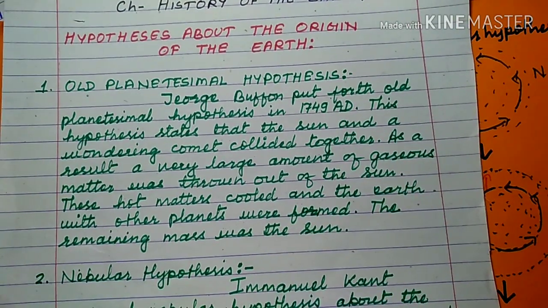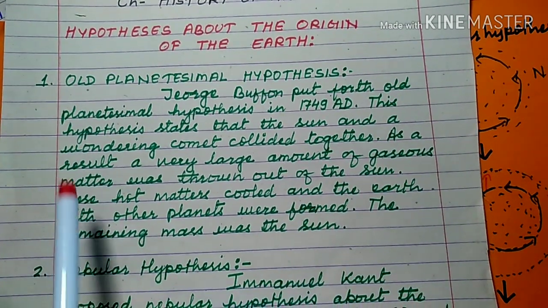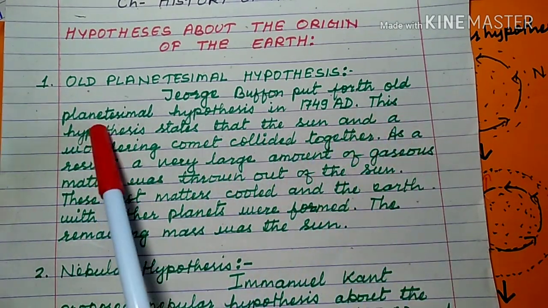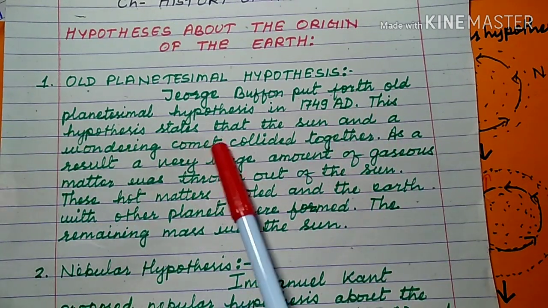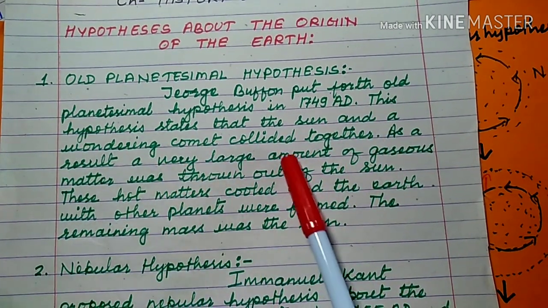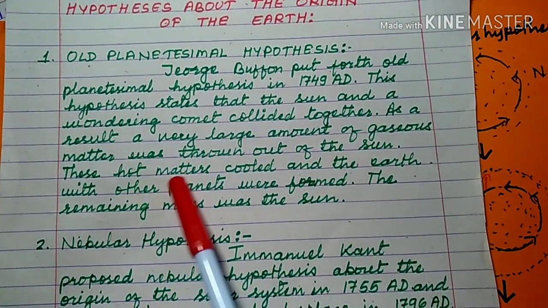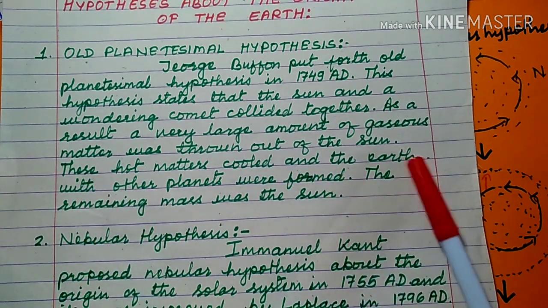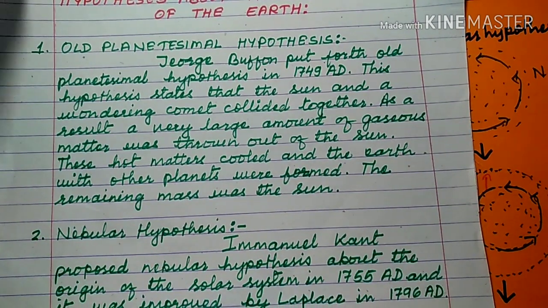Now you can see the notes on origin of the earth, hypothesis about the formation of the earth and the solar system. Old planetesimal hypothesis. George Buffon put forth the old planetesimal hypothesis in 1749 AD. This hypothesis states that the sun and a wandering comet collided together. As a result, a very large amount of gaseous matter was thrown out of the sun. These hot matters cooled and the earth with other planets were formed. The remaining mass was the sun.